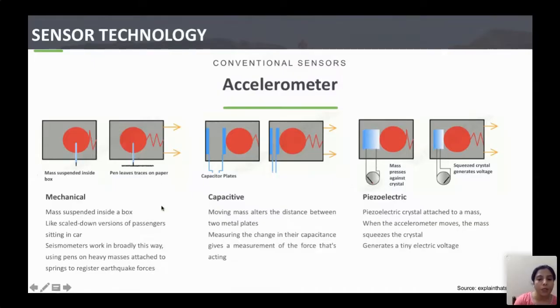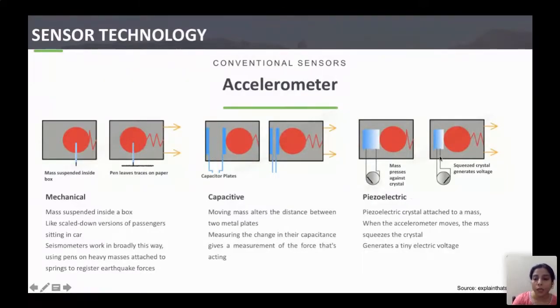Second type is the capacitive accelerometers. Here you have two capacitor plates. So when the vibrational force is exerted on the accelerometer, the housing will move, and as a result this proof mass will move, and this will reduce the distance between the capacitor plates. So this will change the distance between the capacitor plates, which will change the capacitance of the plates, and that can be used to measure the distance and thus the acceleration.